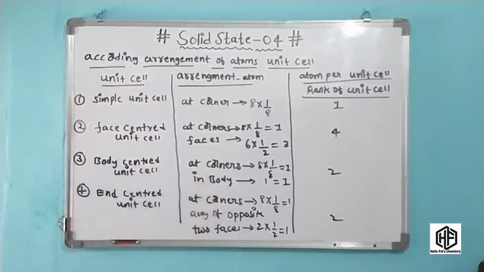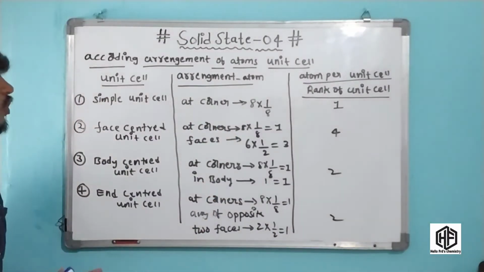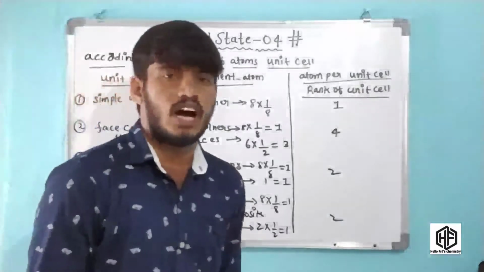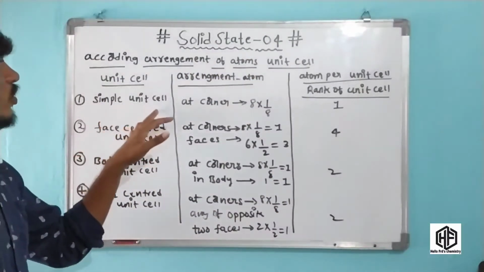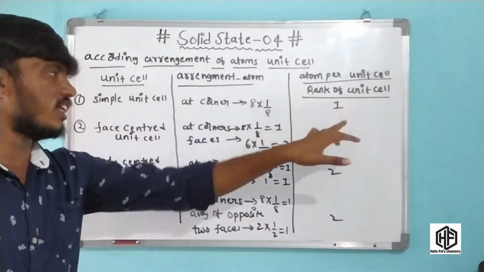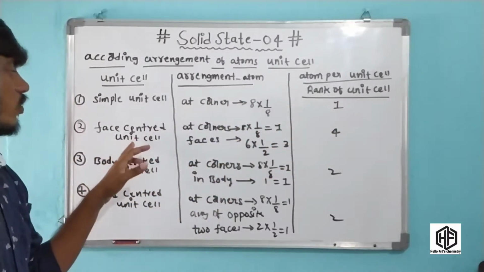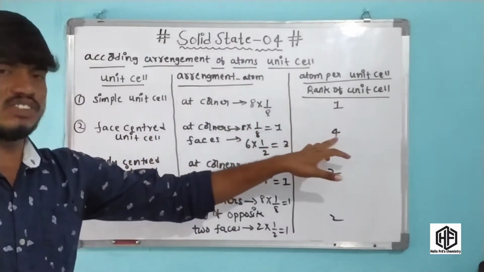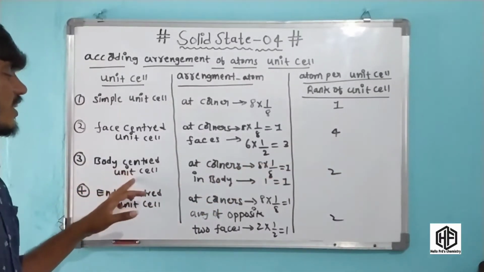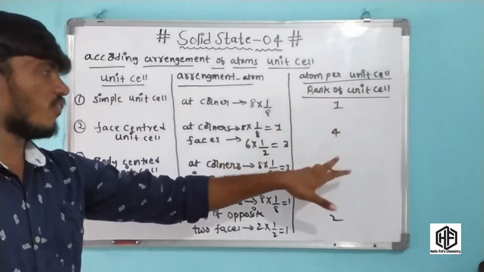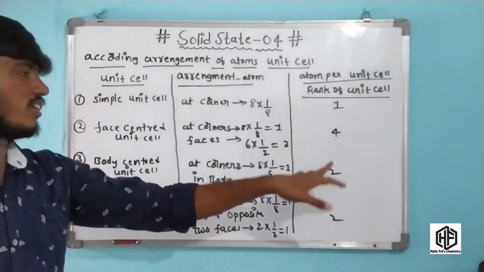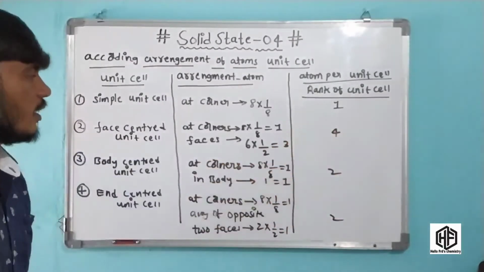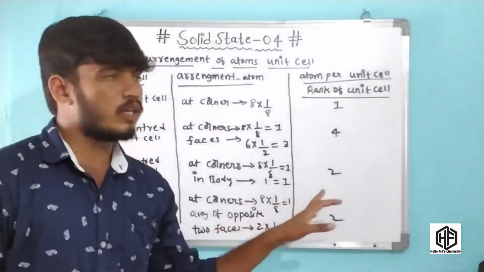Okay friends, these points were discussed in my previous video. According to the arrangement of atoms, unit cells are classified into these 4 categories. Simple unit cell, rank of unit cell is 1; face centered cubic unit cell, rank of unit cell is 4; body centered unit cell, rank of unit cell is 2; and end centered unit cell, rank of unit cell is 2. These points are important in competitive exams.